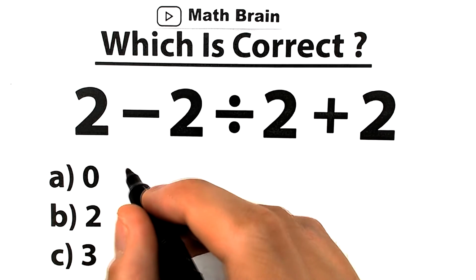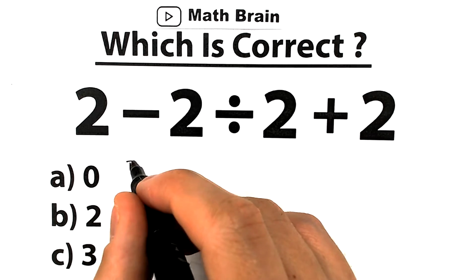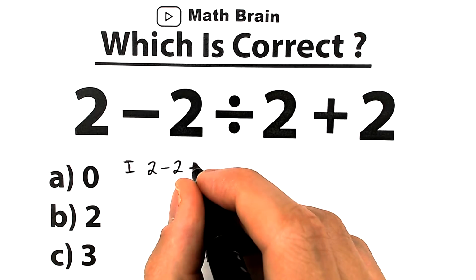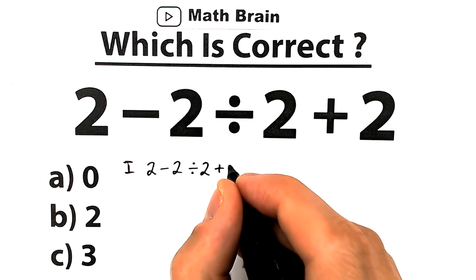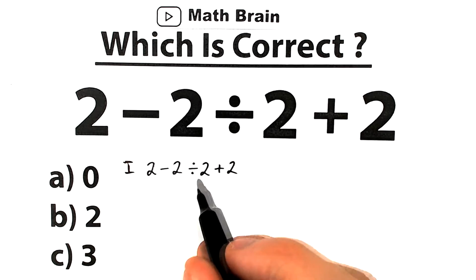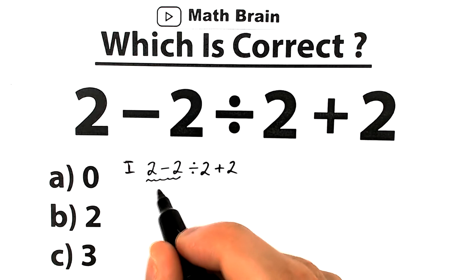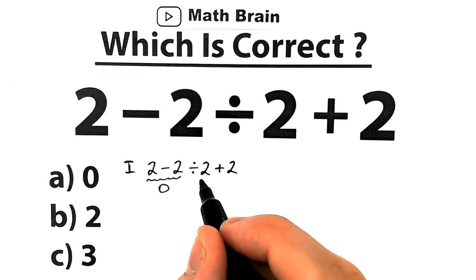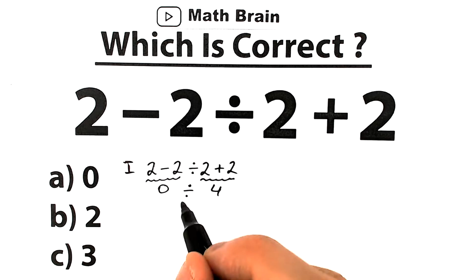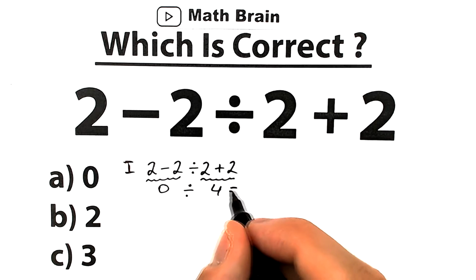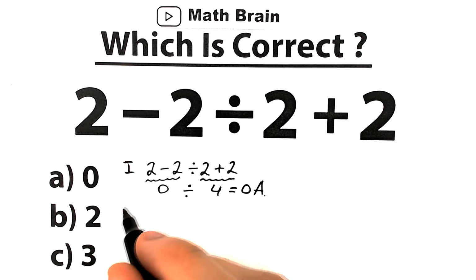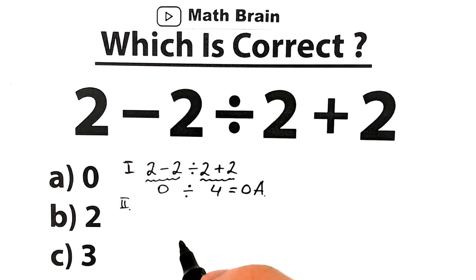So first of all, I want to start with this first interpretation. So we have our challenge. We have 2 minus 2 divided by 2 and plus 2. So here's our challenge. And one part of students solve this question like that. So we have 2 minus 2, which is equal to 0, and we have addition right here. So 2 plus 2 equal to 4. So one part of students divide 0 by 4, and as a result we have 0, which is option A.